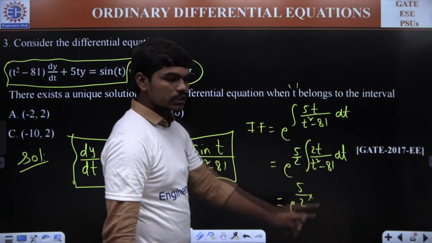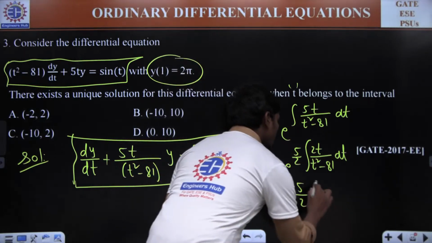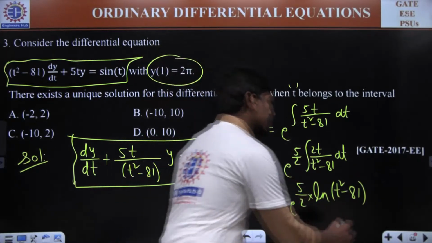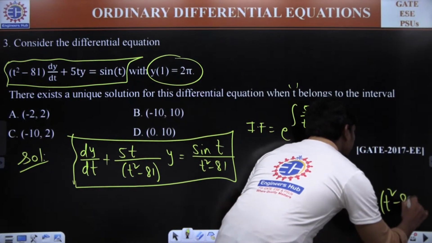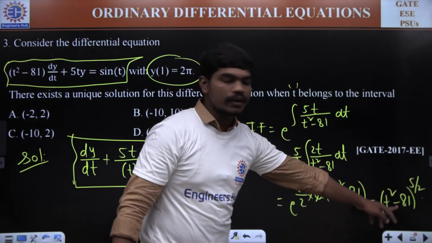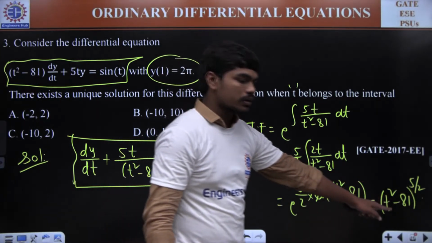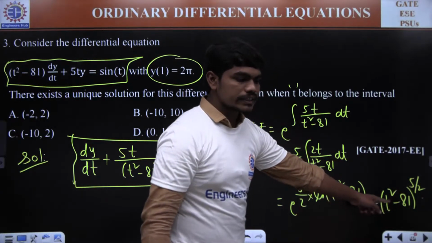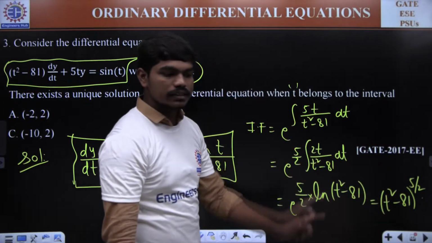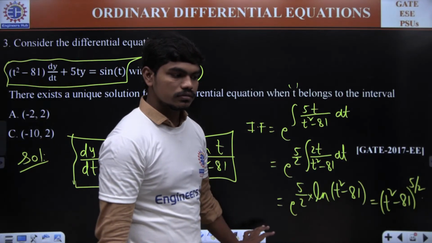Can you tell me what's the integration of this? We have the differentiation of the denominator in the numerator. So can I write this as log(t² − 81)? Yes or no? Which means this is equal to (t² − 81) to the power 5/2. Correct? Will you all agree with me if I say that (t² − 81)^(5/2) is the integrating factor for this particular equation? Yes or no? All of you, please respond. Did you all understand the things till here?